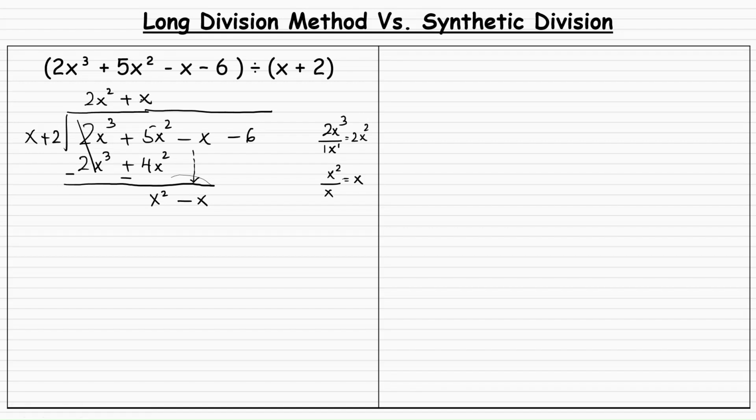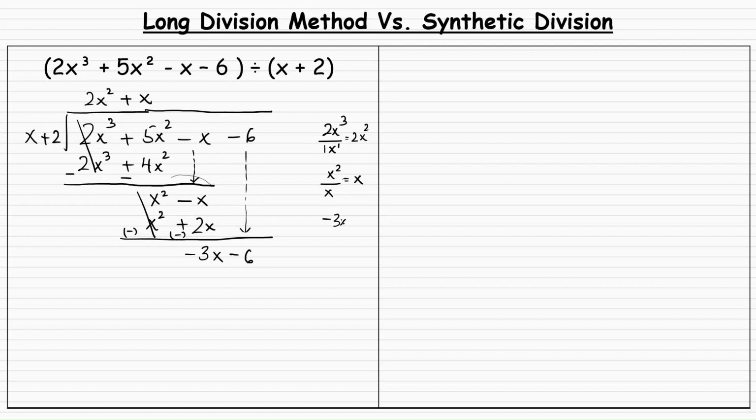This x is my next term in my quotient, so plus x. My next step, multiply x with all the terms of the divisor. x with x gives me x squared. x multiplied with 2 will give me plus 2x. My next step, subtract the terms. Plus x squared will become minus x squared and plus 2x will become minus 2x. Plus x squared minus x squared is 0, cancel the terms. Minus x minus 2x becomes minus 3x. Bring this term down, minus 6.